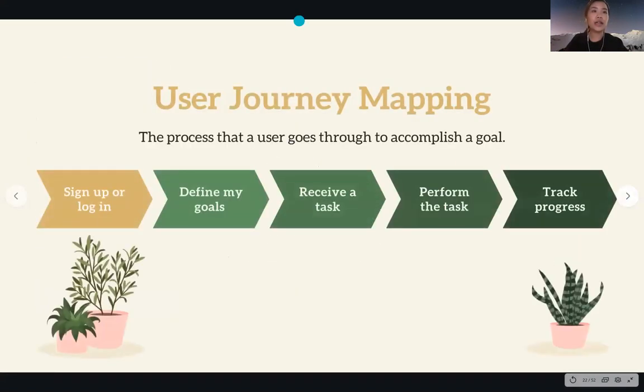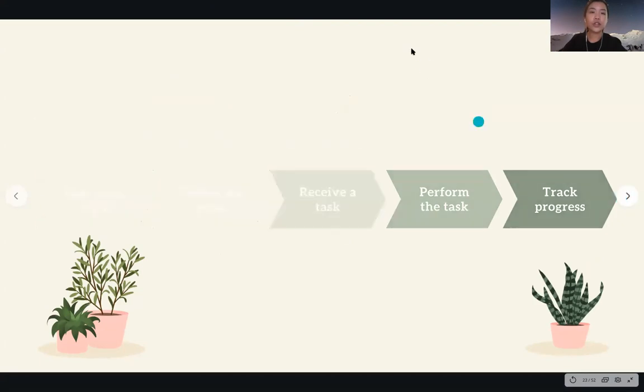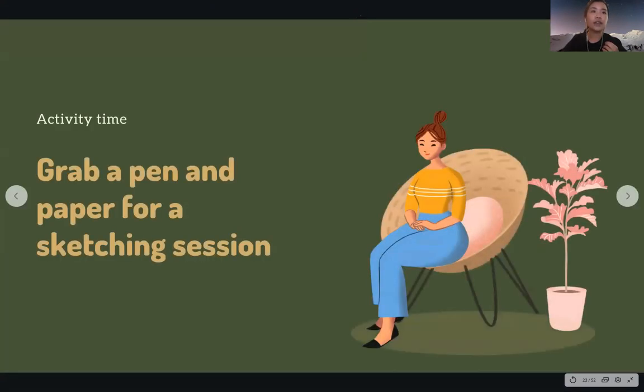And the reason why I've had a look at these competitors is so that I can understand, well, what is the user journey like? So what we call user journey mapping is a process that a user must go through to accomplish a goal. As you can see, the user must sign in, they must define their goals, receive a task, perform the task, and they have the option to track that progress. And we use this as a useful structure that helps us to create our solutions and cover any jobs to be done or user stories.